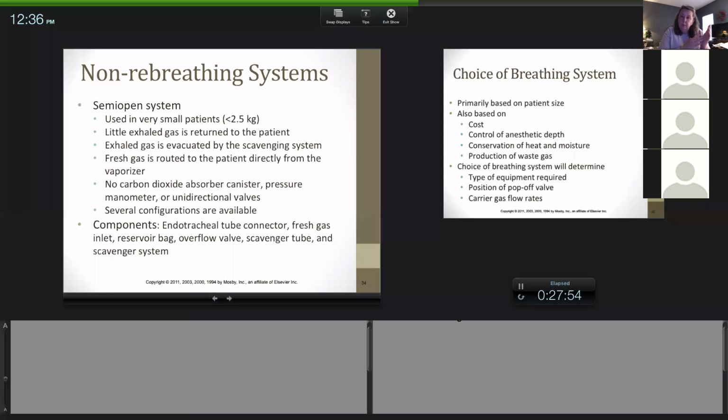Now let me talk about a non-rebreathing system. If I do not have unidirectional valves, I also don't have CO2 absorbent. How do I ensure gases move properly, and how do I ensure that CO2 leaves the system if I don't have soda lime?